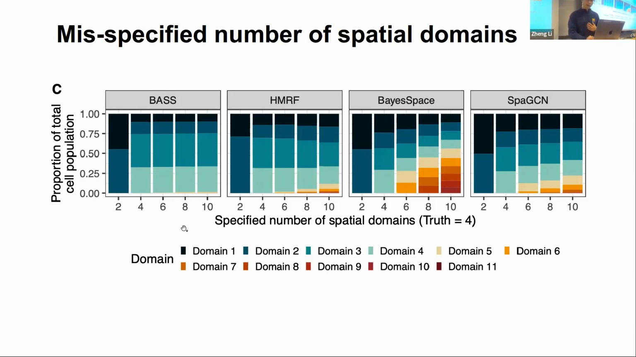And if we over-specify the number of spatial domains, one interesting finding is that we still have largely 4 domains, and the remaining domains, what we call redundant domains, only have a very small number of cells. But for the other methods, especially Bayes space, it tends to split one spatial domain into multiple domains. So you can see the number of cells in each domain is basically evenly distributed among these clusters. So this is a very good feature of our method.